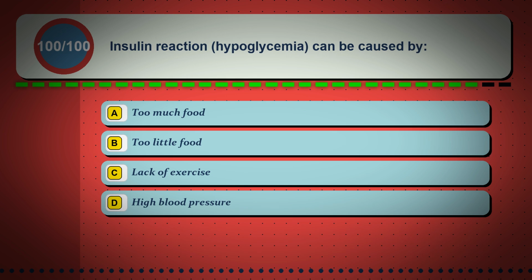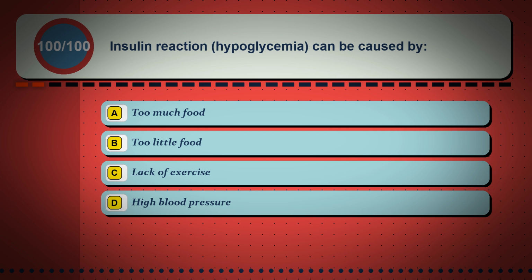Question 100. Insulin reaction, hypoglycemia, can be caused by: option A, too much food. Option B, too little food. Option C, lack of exercise. Option D, high blood pressure.